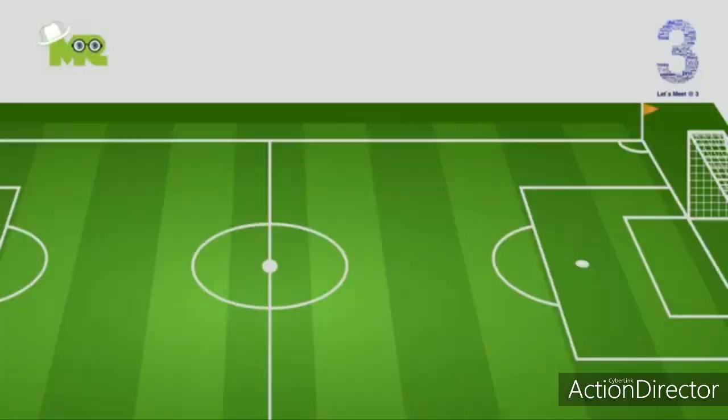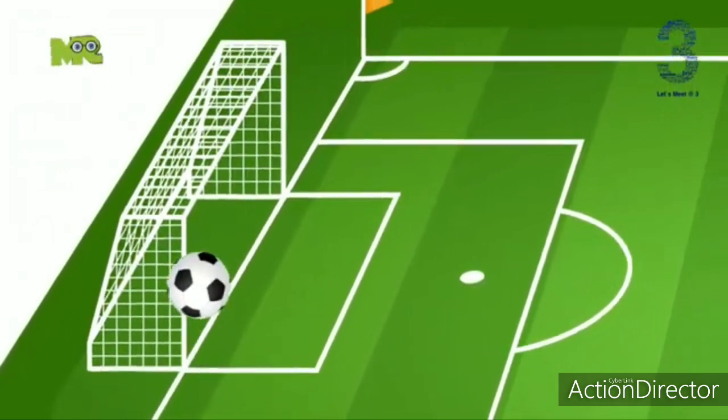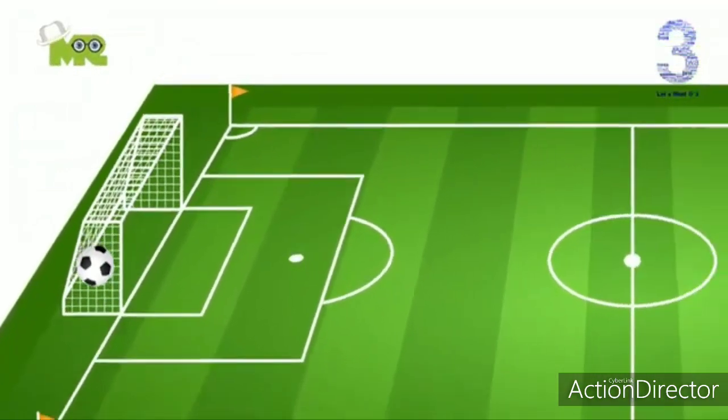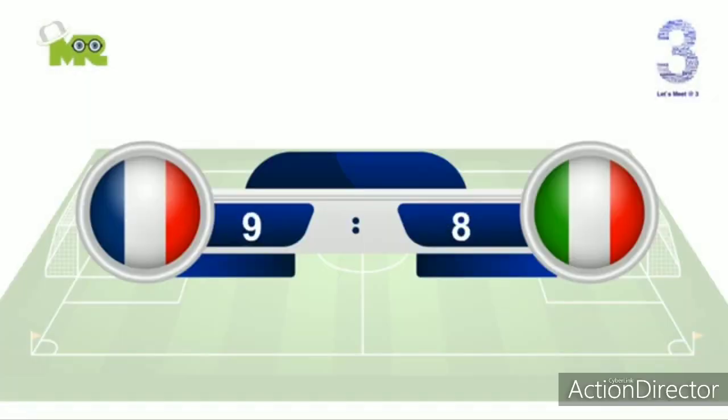Scoring. To score, the ball must go through your opponent's goal. The whole ball needs to be over the line for it to be a legitimate goal. Winning the game. To win the game, you have to score more goals than your opponent.